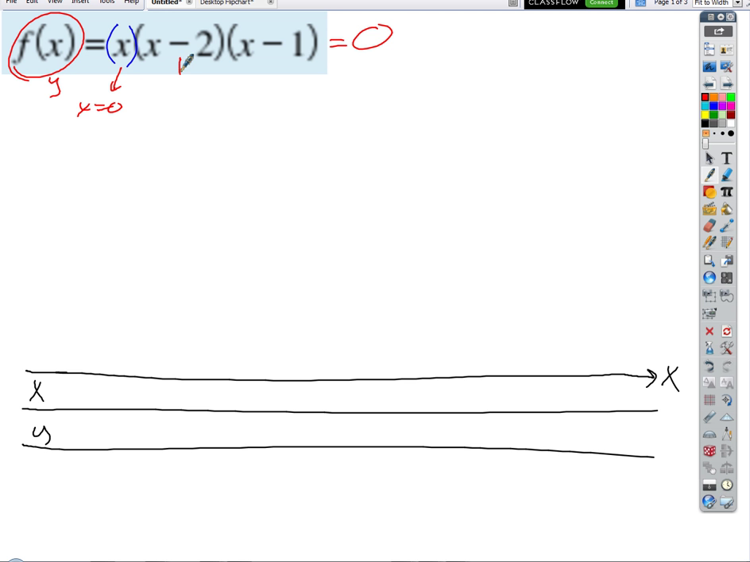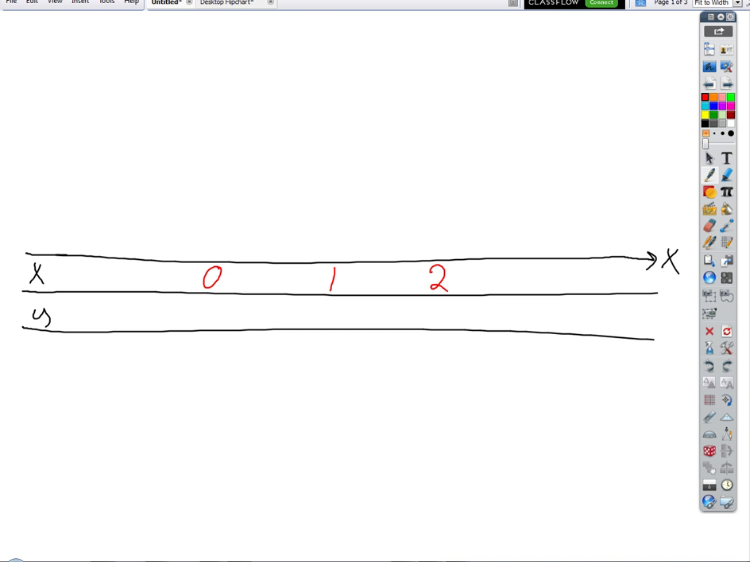So there's one possibility. What's the value of x that would make that factor 0? 2. See, that makes sense. And how about that one? 1. Okay, so those are my x-intercepts, right? And we can really just look up there and see them. That's 0, 2, and 1. So let's put those in order. 0, 1, and 2, right? Those are my x-intercepts. So what should the corresponding y values be? 0.